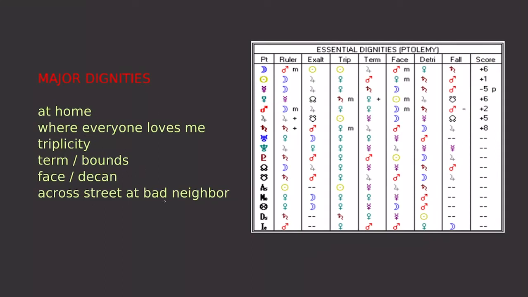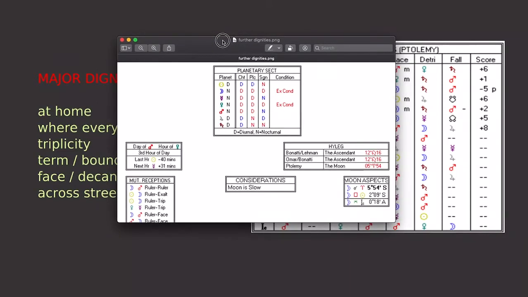You could be across the street at a bad neighbor at fall, and maybe it wouldn't be a -5, maybe it'd be a -3, or maybe it'd be a -8. I mean, you never know. Different people have different things. So let's look at one final thing here.